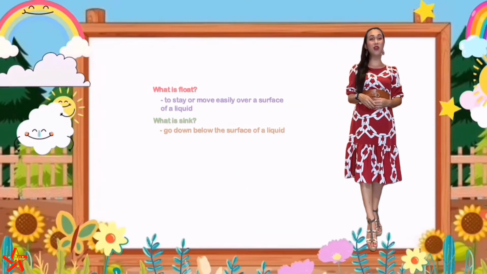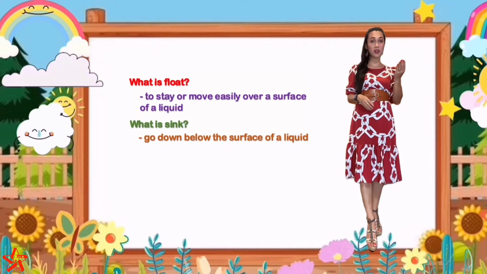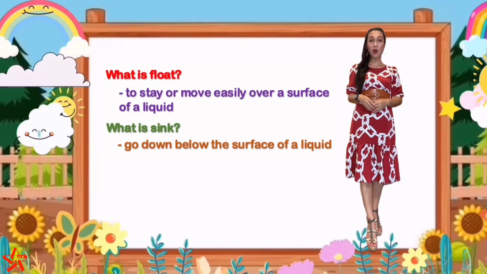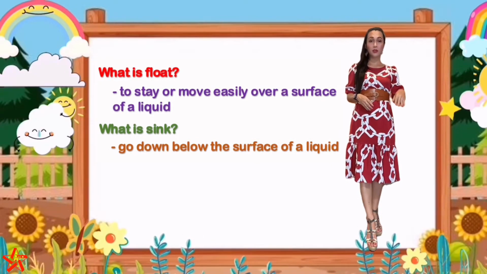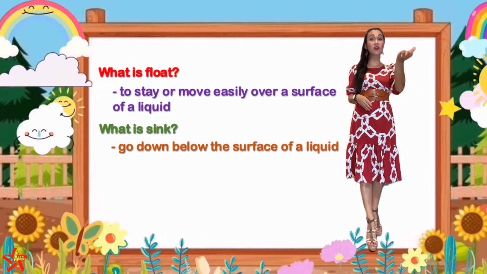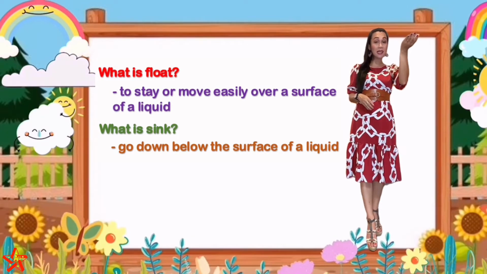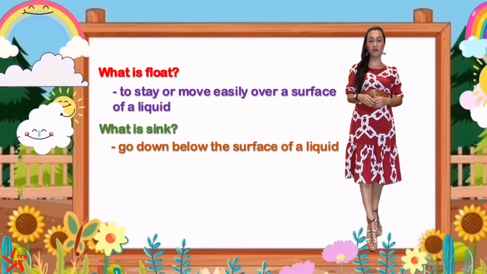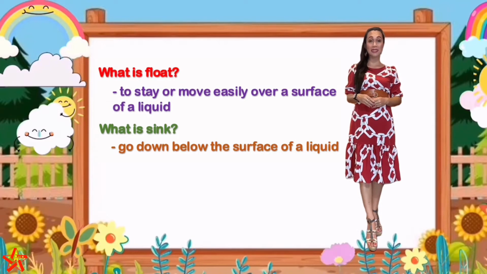So when we say float, it stays or moves easily over the surface of a liquid, whereas sink goes down below the surface of a liquid. So when we say float, go over the surface of a liquid, and sink, go down below the surface of the liquid. So that is the difference between float and sink.